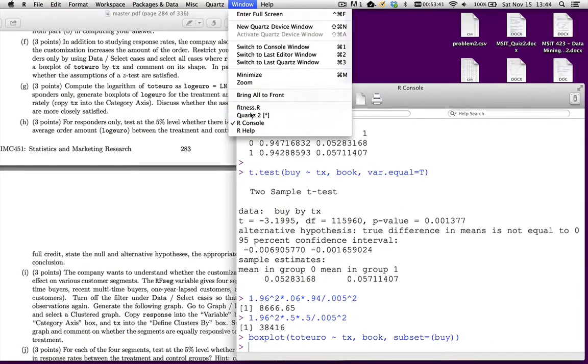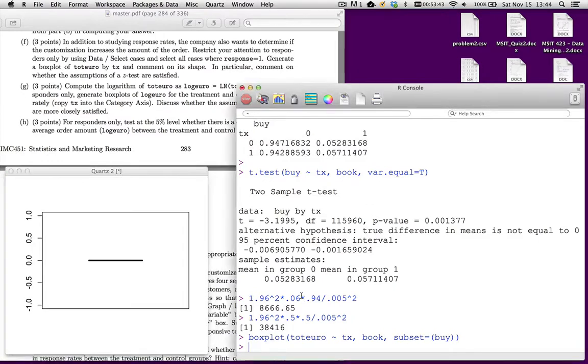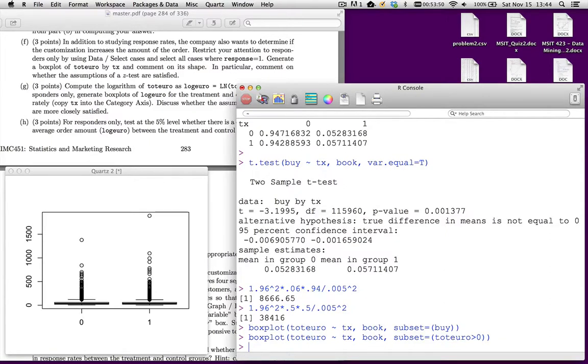let's go get the window up. There's something wrong with this. Let's go back to what I said earlier, tot euro greater than 0. What we see is that the distributions are highly right skewed, which doesn't surprise me since tot euro is an amount. Most people place fairly small orders, and then some place very large orders, but those are outliers.